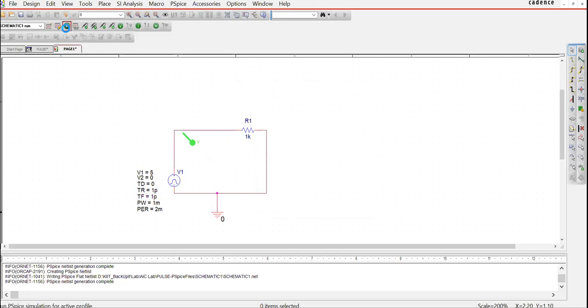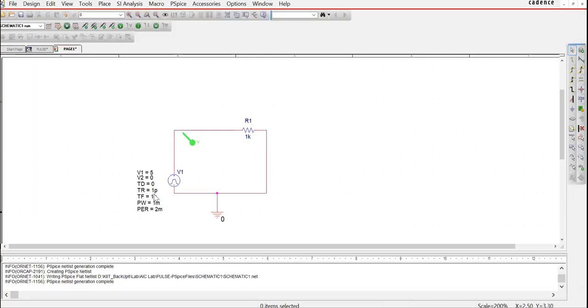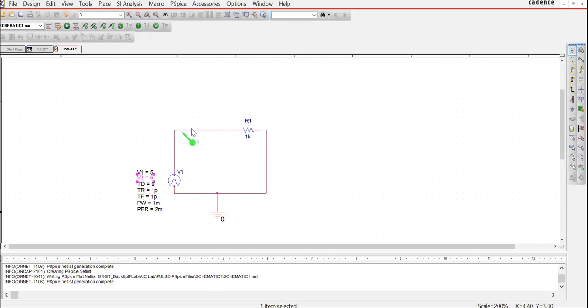Now when we run it, yeah, now we are getting exactly the sharp pulse, right? Now see, the high voltage here is 5 volt and low is 0. So now let's make low also 5, and now we'll run it.